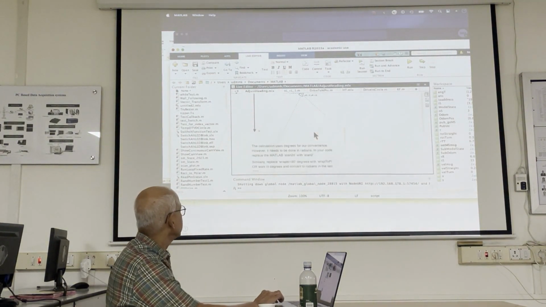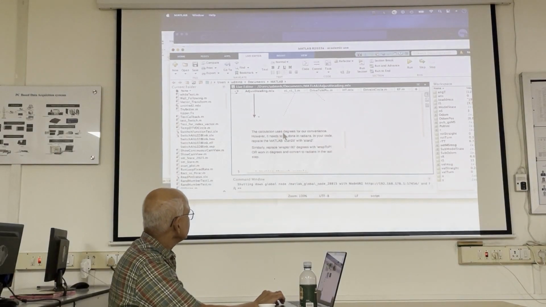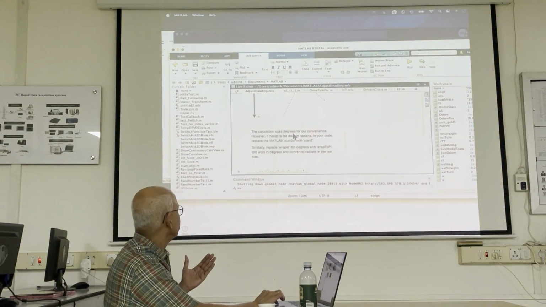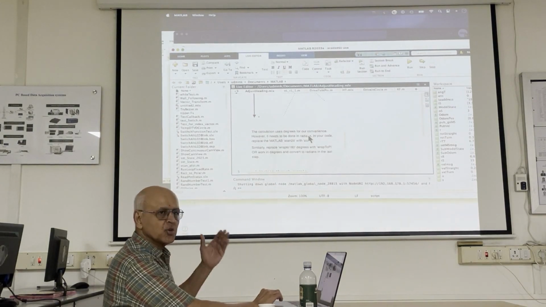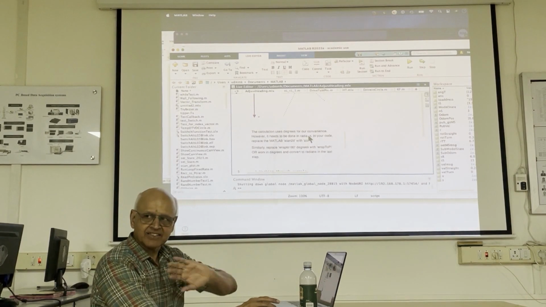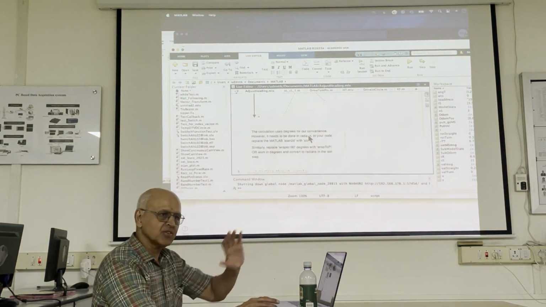So let's go further. The calculations use degrees for our convenience. However, it needs to be done in radians. So you can do a final conversion. After you do all the error and all that in degrees, you need to convert it to radians. That we can do later.